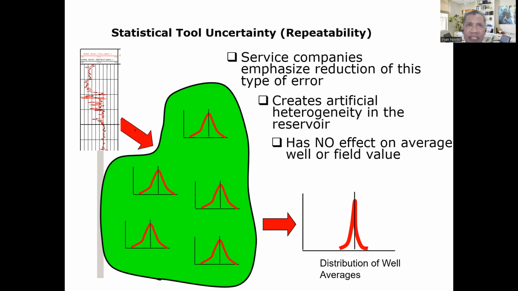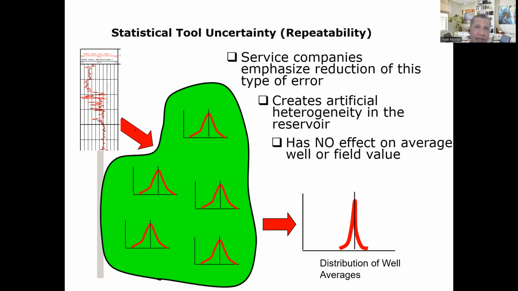Now we talk about statistical tool uncertainty in terms of repeatability, which is the measurement error associated with the specific tool in the data collection. In the case of the log, from the slides we can display the composite wire. The value 1.65 to 2.65 represents the range of uncertainty for this measurement.